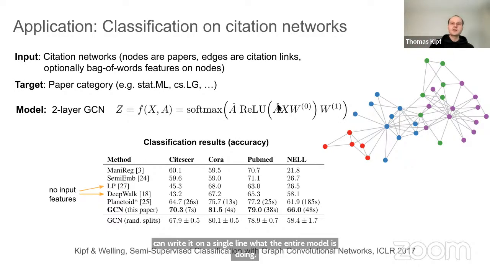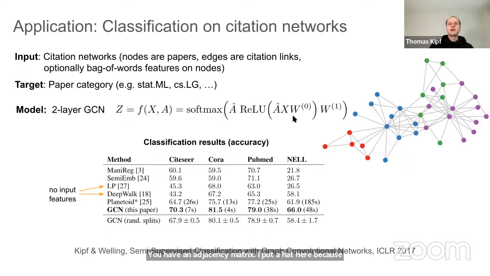I put a hat here because we normalize it in a particular way. You have the input node features, which are the bag of words features of your documents in your input graph, and you have these weight matrices, which you learn in every layer. So these are the only 2 parameters you learn, W0 and W1, which are big weight matrices. And in the end, you have a softmax classifier.